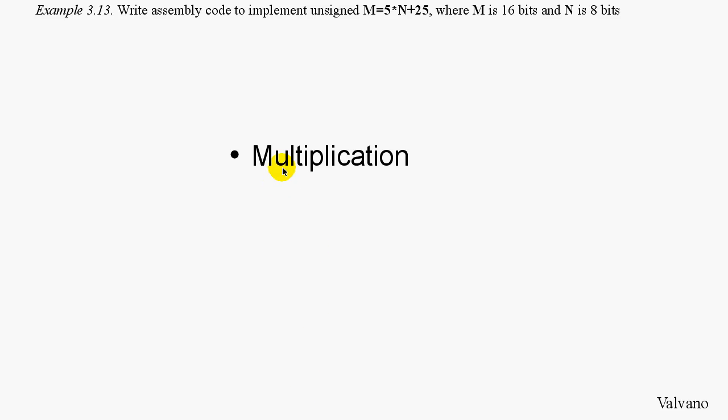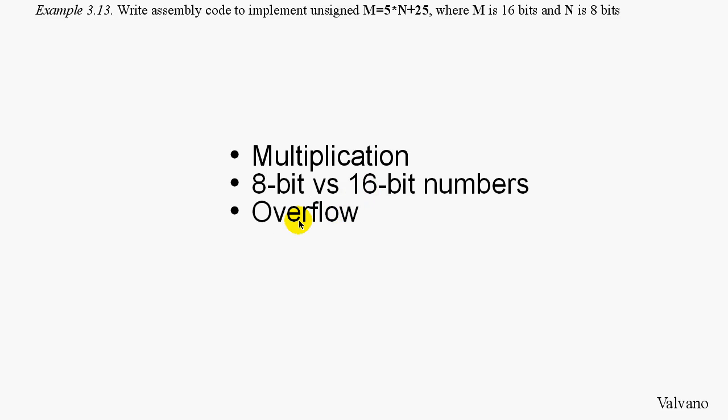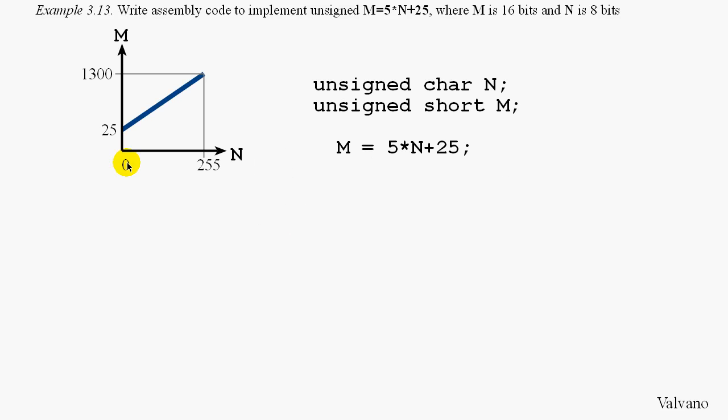Hi, in this example we'll study multiplication and consider the number of bits, or precision, of the number, and worry about overflow, which could occur after a multiplication. Let's begin. In this example, we've been asked to create a linear scaling from an 8-bit number n to a 16-bit number m, such that the relationship is 5 times n plus 25 is stored into m. This is typical of an embedded system where we're scaling one number into another.